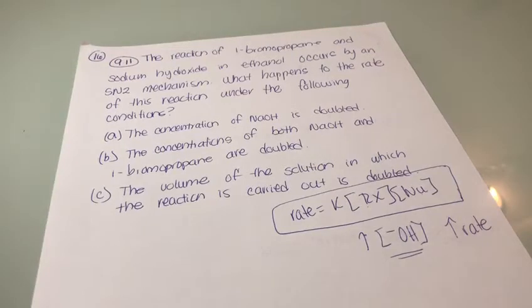Let's go over the solution for problem 9.11 from your textbook. Let's do A first. The concentration of sodium hydroxide is double. But what the question is asking you is what happens to the rate of this SN2 reaction when you double the concentration of the sodium hydroxide.